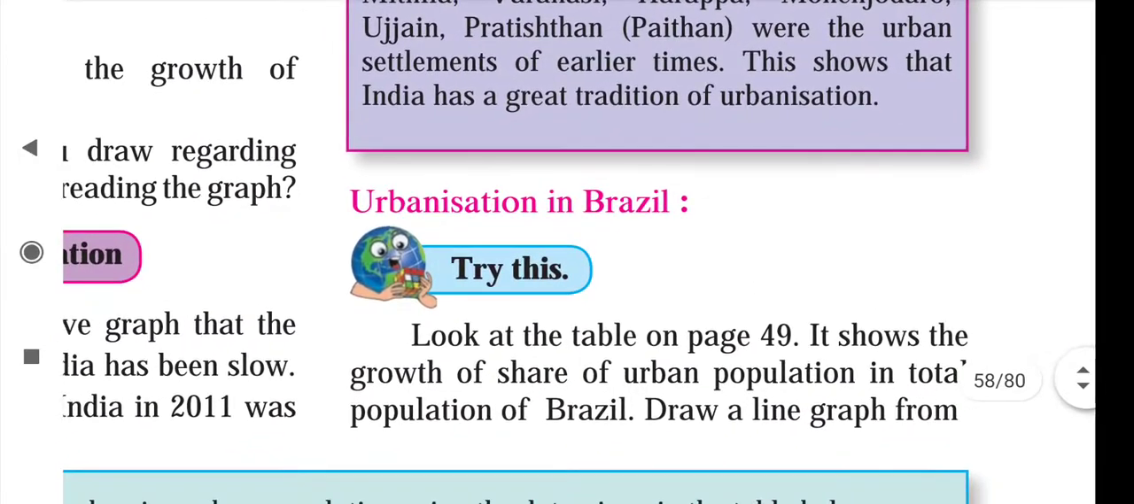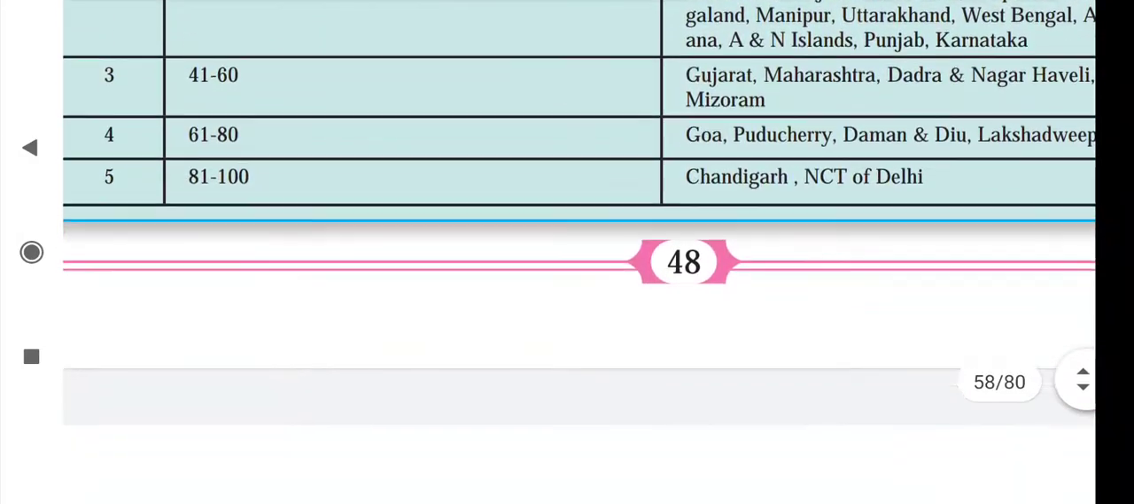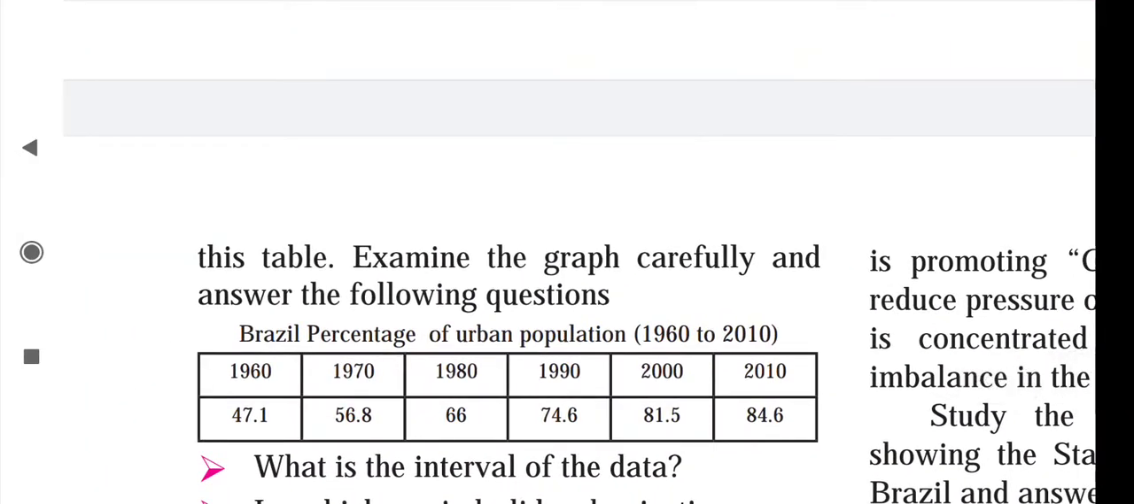Now we will go to urbanization in Brazil. Look at the table on page 49. It shows the growth of the share of urban population in the total population of Brazil. So on page number 49 they have shown one table to us, and that is showing the growth of urbanization in Brazil. Draw a line graph from this table, examine the graph carefully and answer the following questions. So students, we have to prepare a line graph.